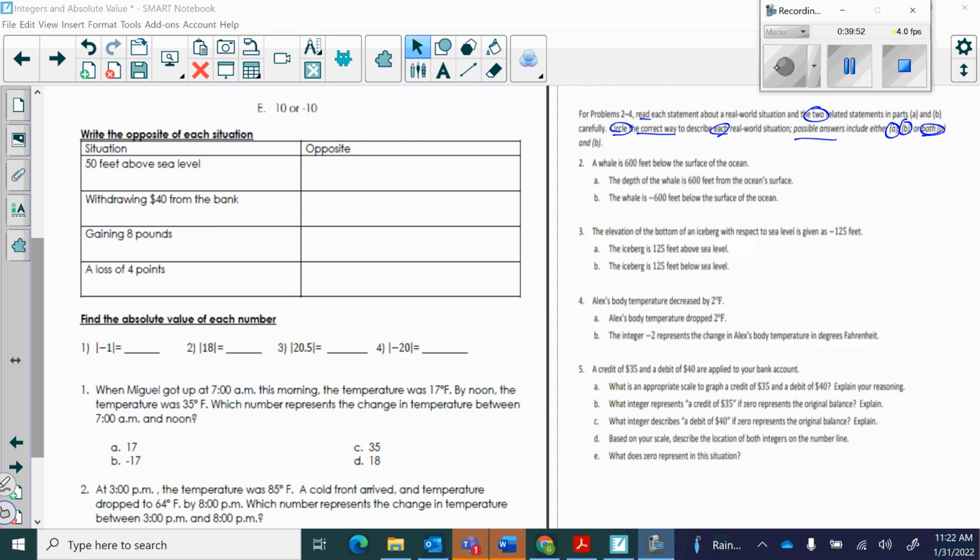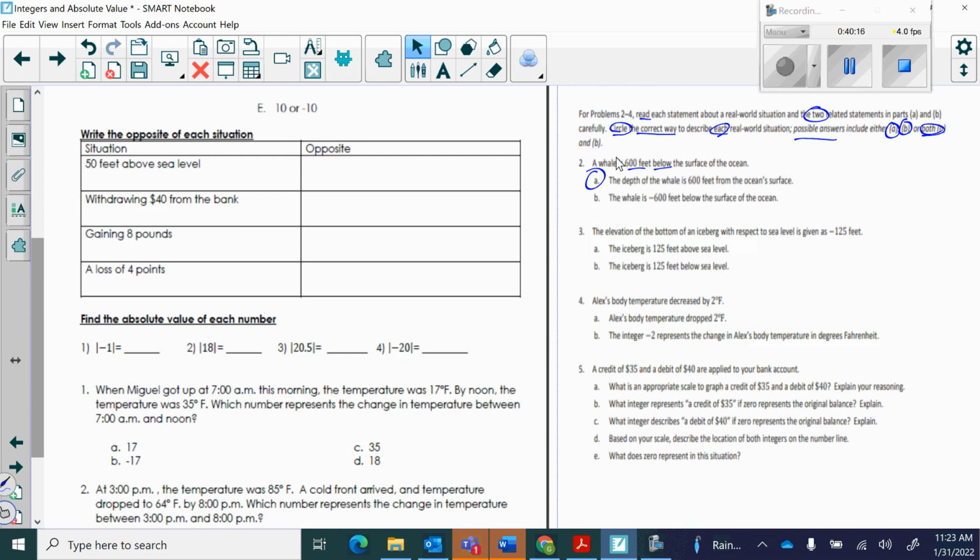A. The whale is 600 feet below the surface. The depth of the whale is 600 feet from the ocean surface. So when it says depth, it's saying down. So that is correct. The whale is minus 600 feet below. So again, we have that double negative. Minus 600 below would actually put it above. And a whale at 600 feet would be very intimidating.